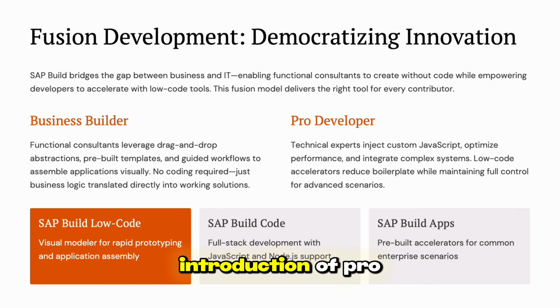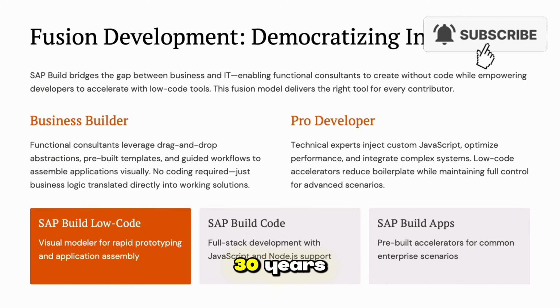Furthermore, we're seeing the introduction of pro-code features in Build that bridge the gap. You can now start a project with visual blocks, and when you hit a complex logic requirement, switch to a professional JavaScript/Java environment within the same tool. This fusion development model means that the citizen developer and the professional developer are finally working on the same team, on the same code base, eliminating the silos that have plagued SAP projects for 30 years.